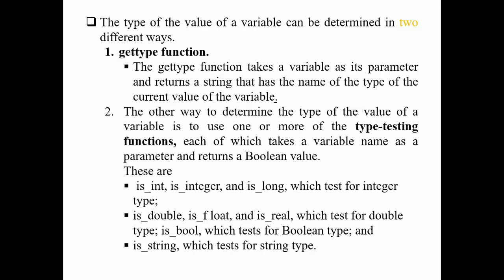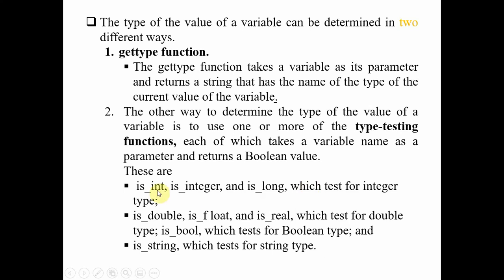Okay, now we need to find the type of a variable. Already we have a particular variable, and we need to determine its type. For that purpose, there are two different cases. The first one is the gettype function. This function takes a variable as its parameter and returns a string, that is the name of the type of the current value. And the second is by using some type testing functions.